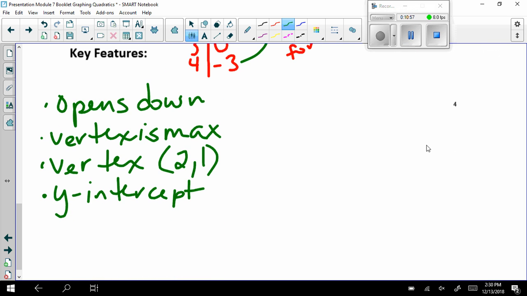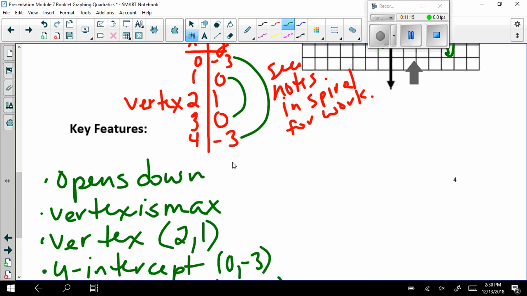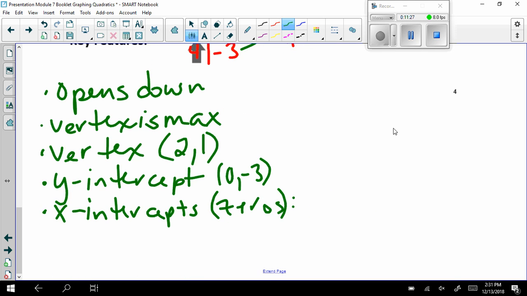In the last video, we wrote it just as -3. We're going to write it as a point this time. Our x-intercepts, also known as our zeros, we're going to write these as points as well. That's going to be where your y is 0. So we can either look here at 1 and 3, or we can look here on our chart at 1 and 3. So I'm going to list these as (1, 0) and (3, 0).